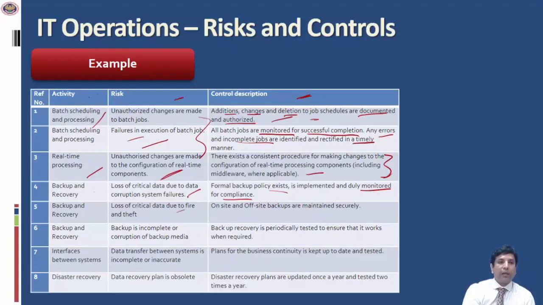Loss of data due to fire and theft, which are environmental and physical controls. So for mitigating that risk of loss of data due to fire and theft, the control is on-site and off-site backups are maintained in a secure manner. On-site is the same site in which the servers or the IT infrastructure is residing, typically a data center. Off-site backup is a remote location in which a copy of the backup is stored.